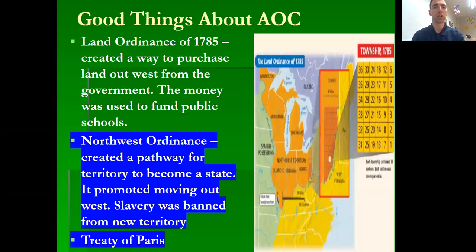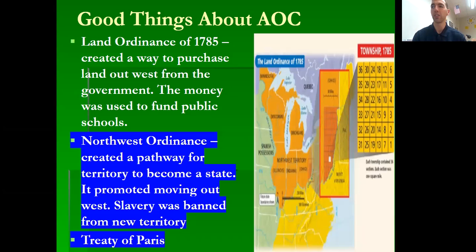Now, what are some good things that it did? Well, we got all of this land after the American Revolution, and we had to figure out what to do with it. So there were two things that they did. The first was the Land Ordinance of 1785, and this created a way for people to purchase land out west from the U.S. government. The U.S. would then use that money to fund public schools. And this is the first public school system that we're really going to have in America.